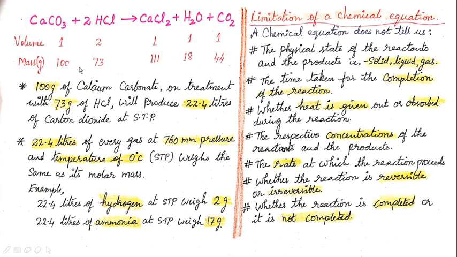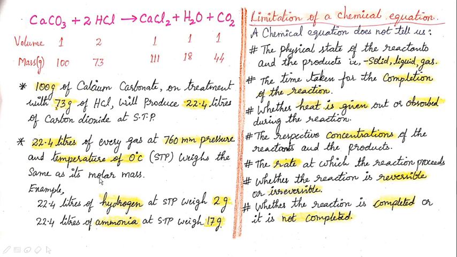Okay, so 100 grams of calcium carbonate reacts with 73 grams of hydrogen chloride to produce one volume, nothing but 22.4 liters of carbon dioxide at STP. What is STP here? STP is nothing but standard temperature and pressure. 22.4 liters of every gas, not only carbon dioxide, at STP means 760 mm of pressure, or simply we can say 1 atmospheric pressure. And temperature is 0 degrees Celsius. That is the standard temperature.